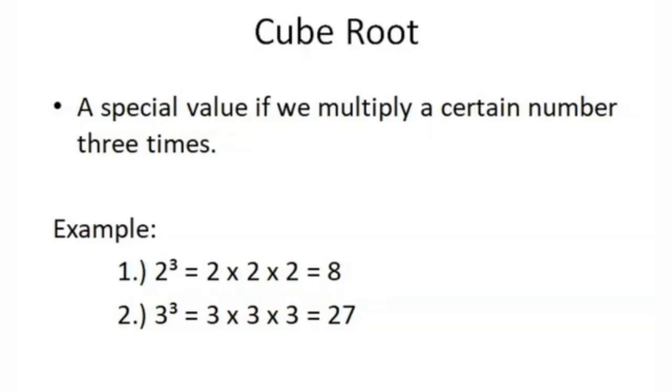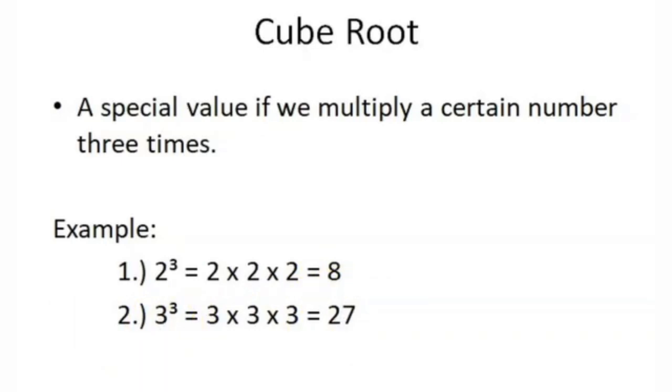So, example, we have 2 cubed. I-multiply natin si 2 3 times. So, 2 times 2 times 2. The result is 8. Therefore, the cube root of 8 is 2. And second example, we have 3 cubed. I-multiply natin si 3 3 times. So, we have 3 times 3 times 3 equals 27. So, the cube root of 27 is 3.